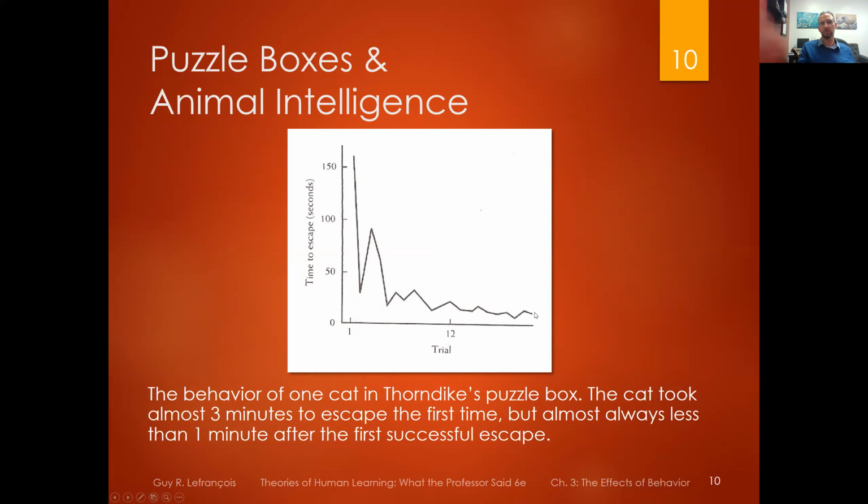What he pointed out is that this curve generally starts off really steeply declining and then flattens out at the end, meaning that there's a pattern whereby it's steep, so there's a learning process, but it's not all or nothing. It's not like the cat tries this a few times and then suddenly figures it out. It's more of a gradual process.